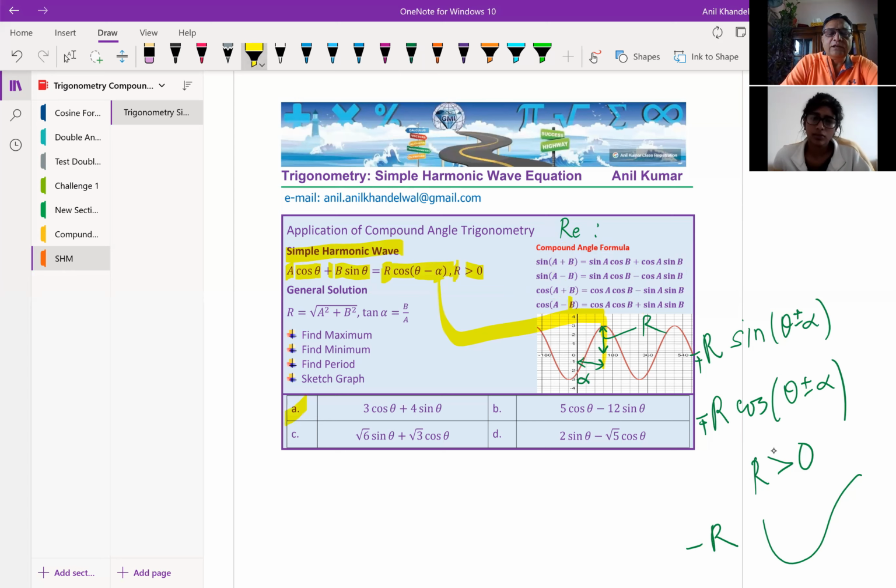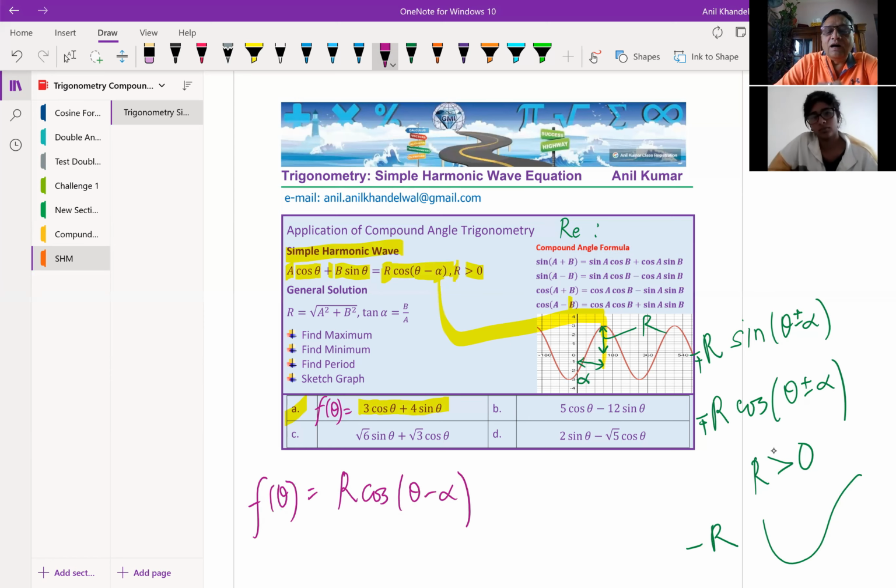For example, look here. There are 4 examples here. Can you see this: 3 cos theta plus 4 sine theta? Let us say we are given this equation. Since it is written in terms of theta, we'll call it a function f of theta. Now the question could be, write this equation in terms of R cos(theta minus alpha). I want f of theta to be written as R times cos(theta minus alpha). Is that clear to you?